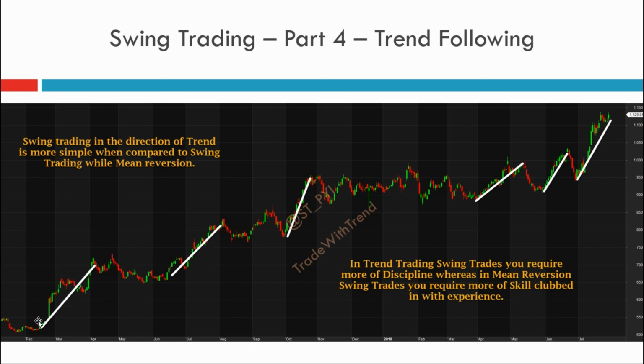What we are doing again is trying to capture these swing moves which are in the direction of trend. So mean reversion actually is counter trend, that is against the trend, and trend following is in the direction of trend. This is what I do for a living: I simply trade the trend and follow wherever the price goes. I don't attempt any sort of mean reversion trades.